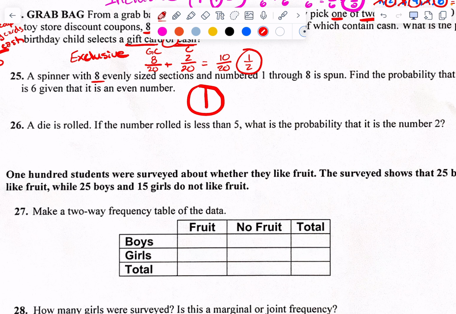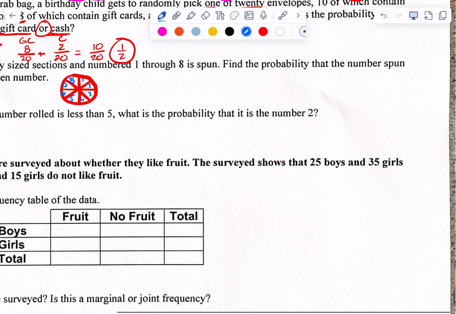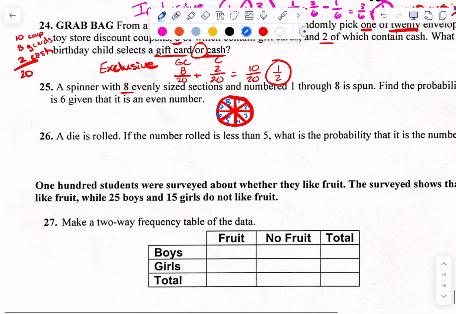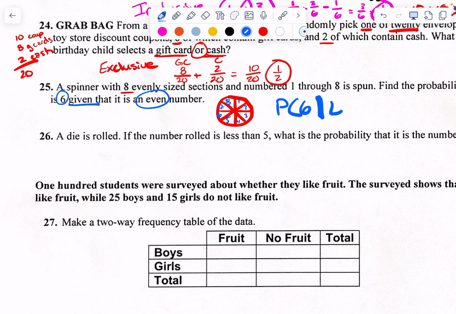25. A spinner with 8 evenly sized sections numbered 1 through 8 is spun. Here we go. 1, 2, 3, 4, 5, 6, 7, 8. 8 evenly sized sections. All right. Find the probability the number spun is 6, given that it's an even number. This is one of those conditional probabilities. All right. Probability of getting a 6 given even, right? That's what that bar means.